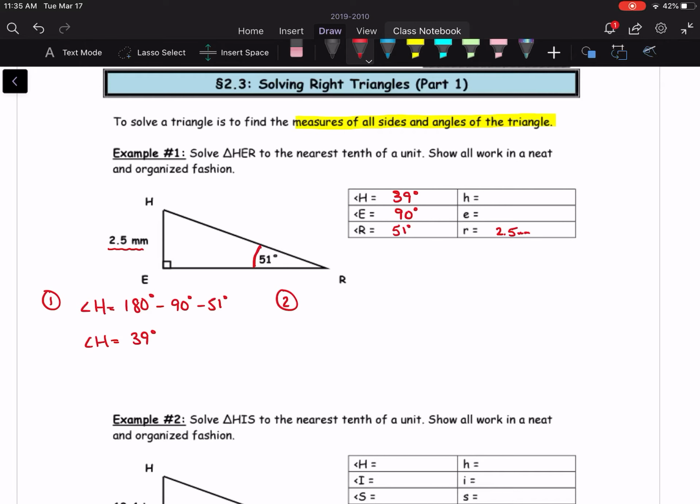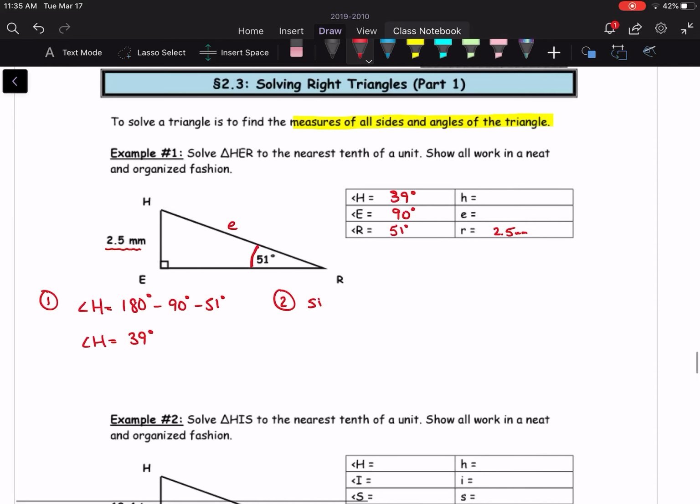So if I want to solve for side length E, then I need to be using the sine function, because I have the opposite side length and I want to know the length of the hypotenuse relative to my 51-degree reference angle. So I'm going to say that sine of 51 degrees is equal to the opposite side length, 2.5, divided by the length of the hypotenuse. And I'm going to rearrange this equation and solve for the length of the hypotenuse. And when I type that into my calculator, that should come out to about 3.2, and the units are going to be millimeters.